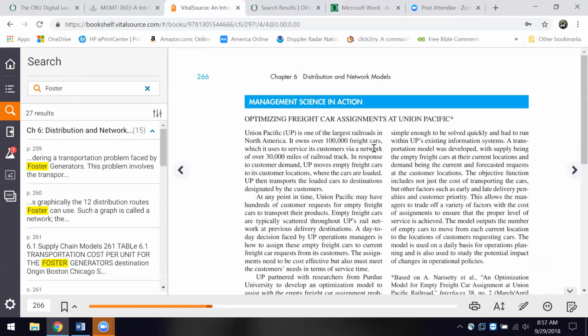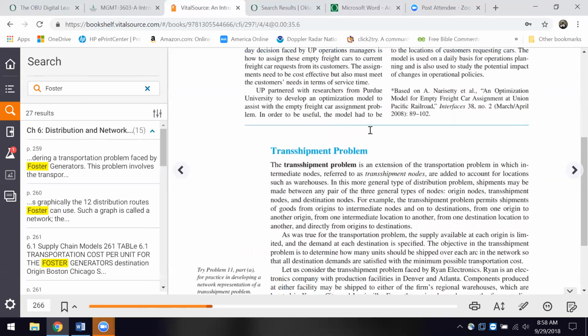So I want to say this about these parts of the book: Management, Science, and Action. These are real cases, real situations where these principles are applied. So you don't have to just take it from me on faith that this stuff is used and it's important for you to understand. If these companies use these techniques, then it's important to see them, and the files are uploaded over there.